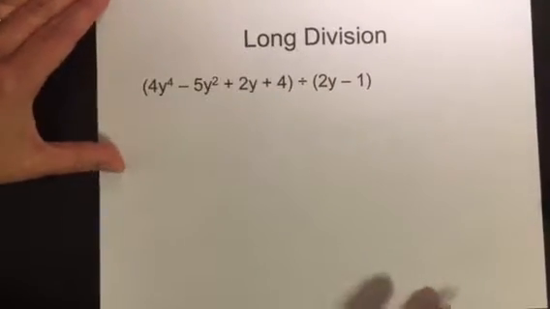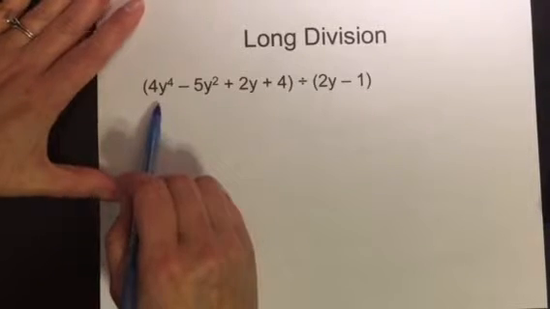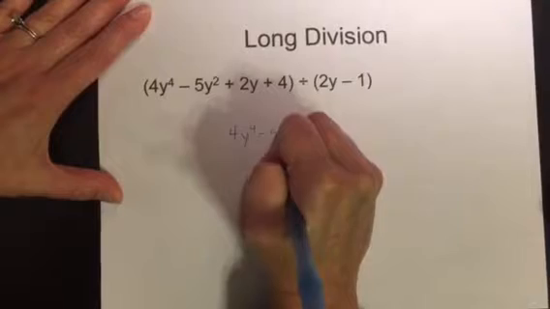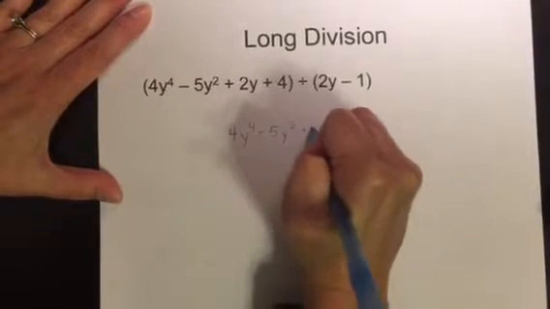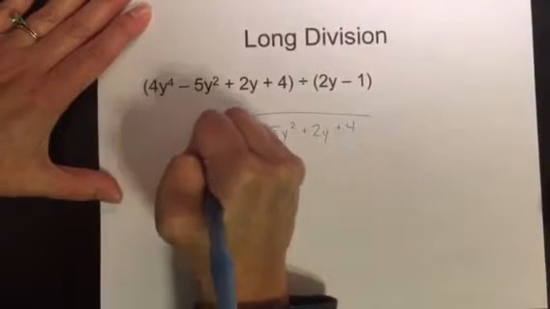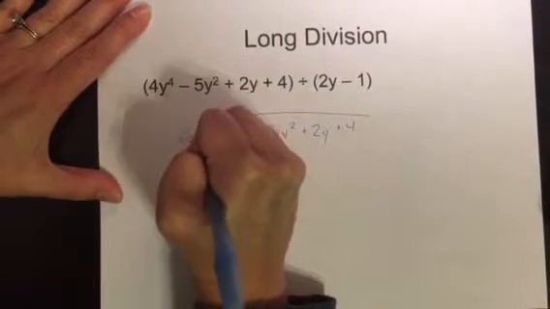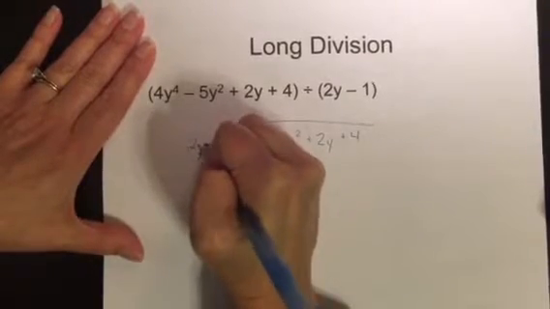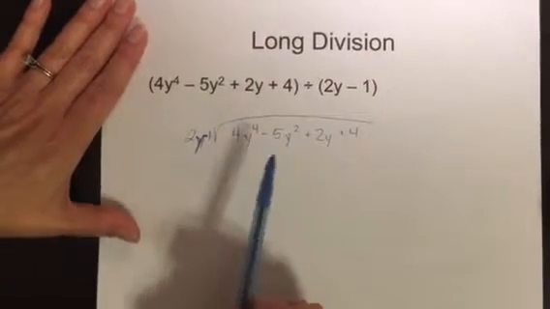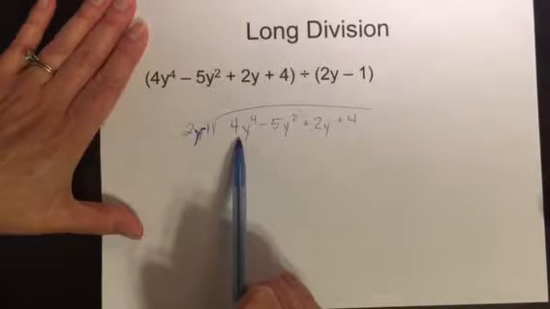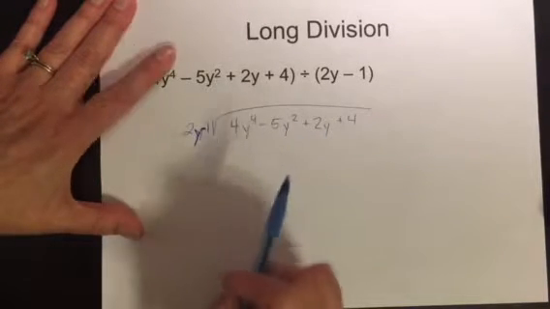Okay, let's do this one. So now I have a polynomial to the 4th degree. Process is the same. Didn't leave myself a whole lot of room there. Okay, so 2y minus 1. Okay, so what times 2y will give me 4y to the 4th?